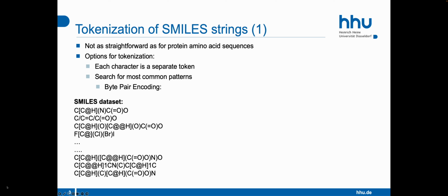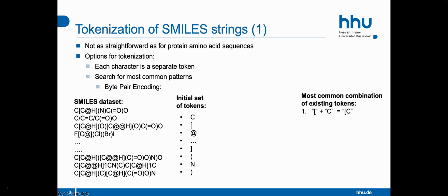First, we provide a large representative dataset of input sequences, in our case SMILE strings. And then we write down all the single characters that occur in those SMILE strings, and we use this set as the initial set of tokens, which we now want to expand by additional tokens. So now we search for the most common combinations of tokens. And let us, for example, assume the combination of an opening square bracket and a capital C is the most common combination in our SMILES dataset. This would mean we would add this token as an additional token to the set of our initial tokens.